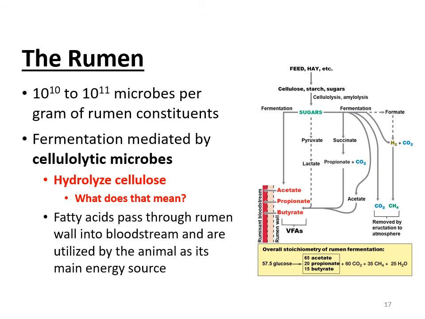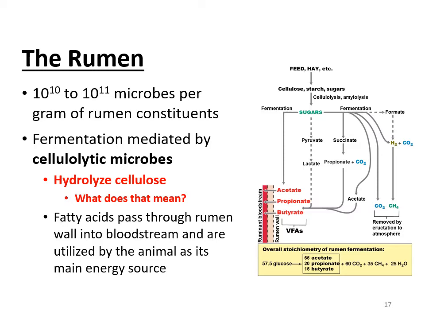Now, in the rumen, you have a massive amount of those microbes, and they're considered cellulolytic microbes because think about it, they're breaking down cellulose. Okay, so when you see the term hydrolyzing cellulose, they are breaking down cellulose usually through the usage of water molecules. And whenever you see the rumen, think of animals like cows, sheep, and goats.